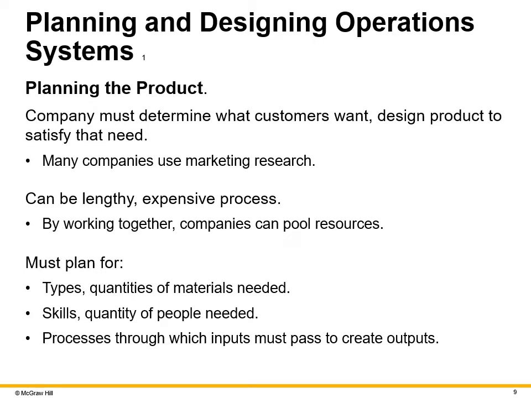The engineering or research and development department is charged with turning a product idea into a workable design that can be produced economically as well as efficiently. Operations managers plan for the types and quantities of material needed to produce the product, the skills and quality of the people needed to make the product, and the actual processes through which inputs must pass.